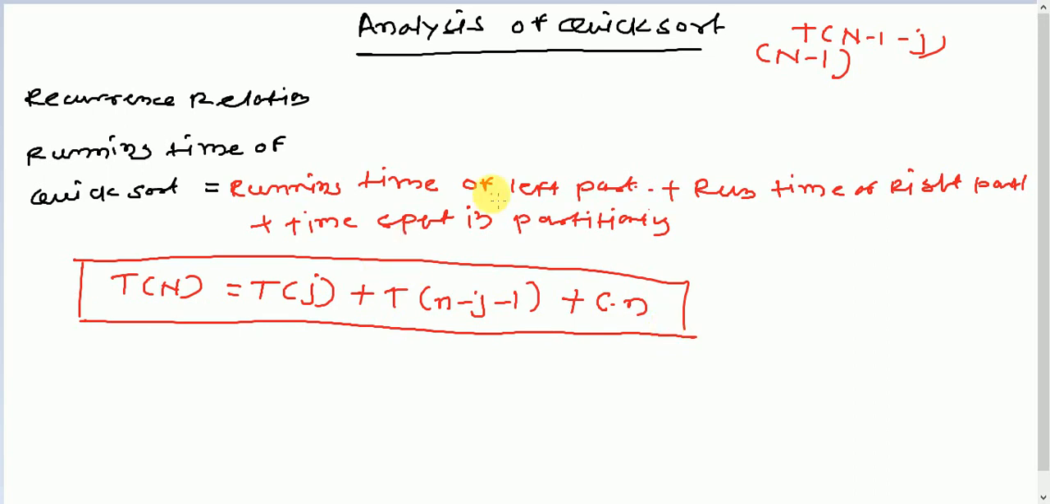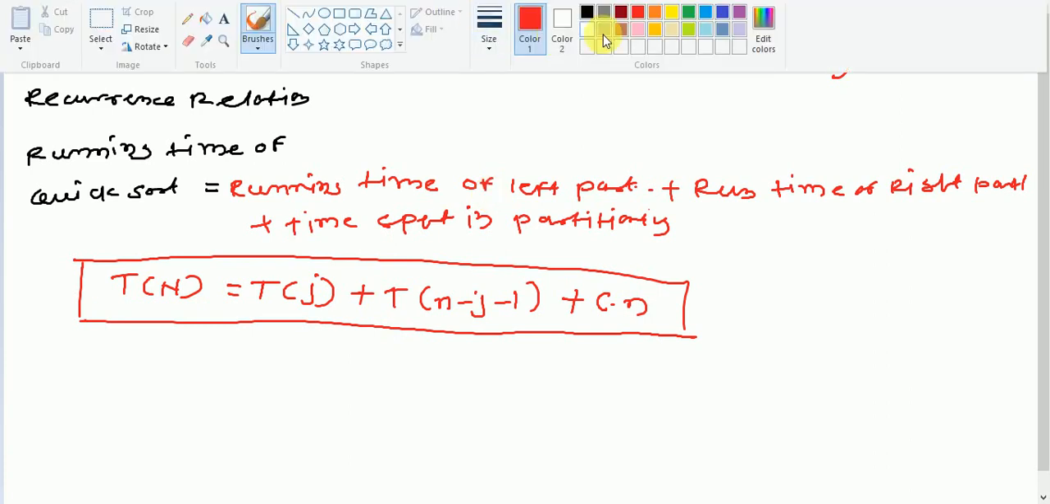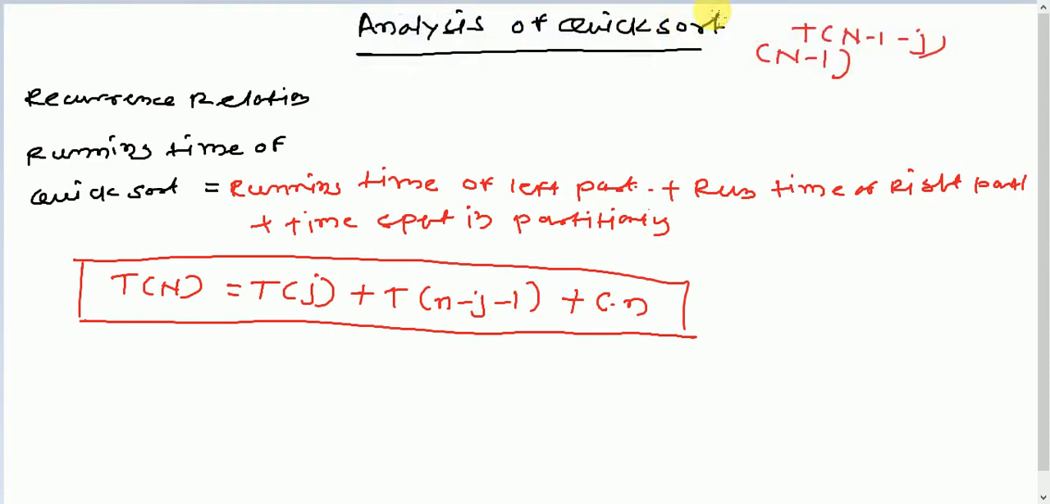Now we'll see what is the best case condition, what is the average case condition, and what is the worst case condition for quicksort. So we'll see the best case condition first of all. What condition is called the best case condition?